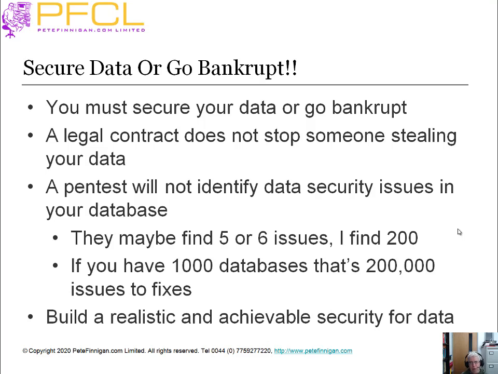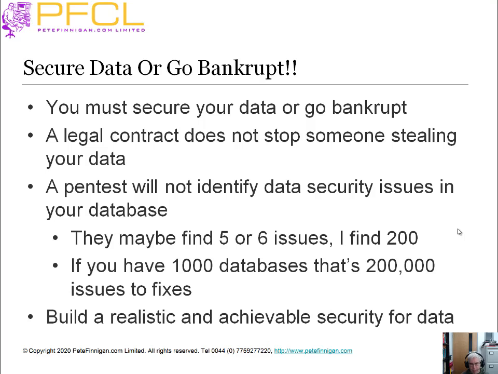So I do security audits of Oracle. I usually find more than 200 issues in every database. And if you've got 1,000 databases and 200 issues, that's 200,000 things to fix. So you can't fix all of those things. You have to build realistic and achievable security for data. So, things we talked about in the previous slide.